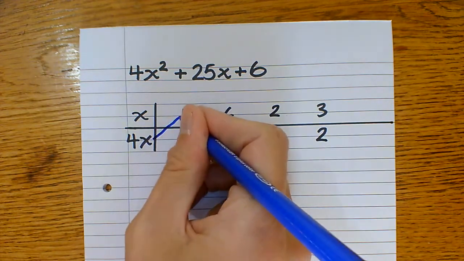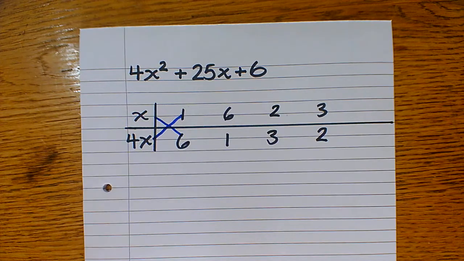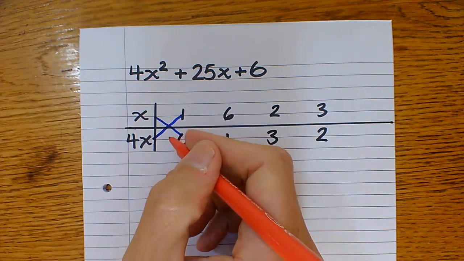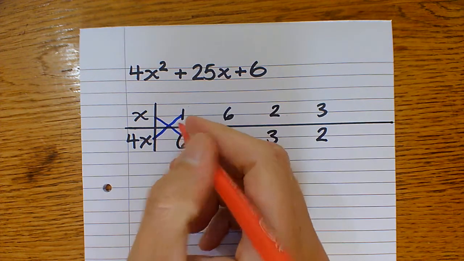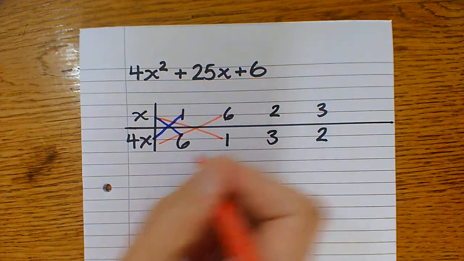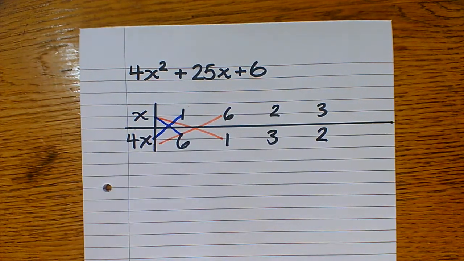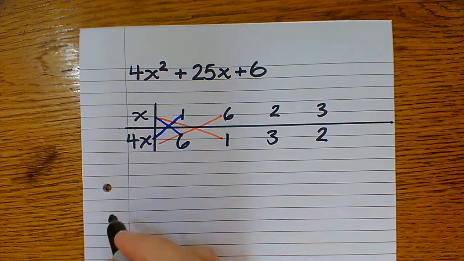That would give us 4x plus 6x, that's 10x, clearly not 10x in the middle, so that won't do. Next pair, we have 4 6s are 24x plus 1x. That would make 25x. So here we are, we're done on this one.